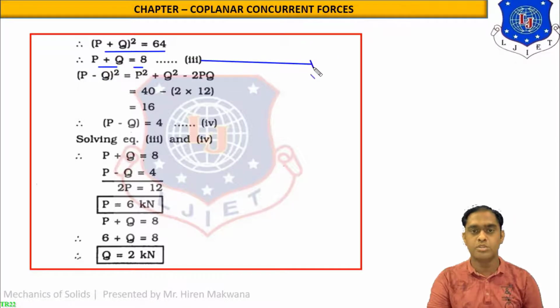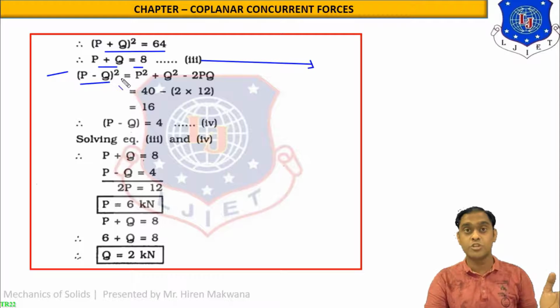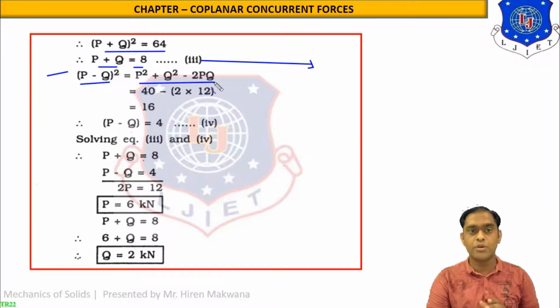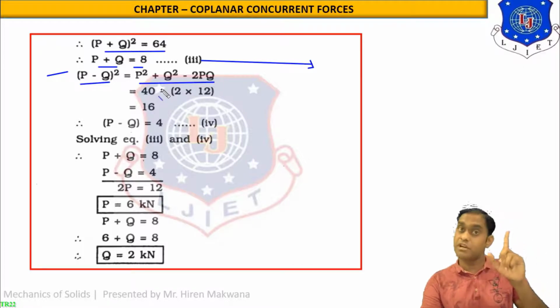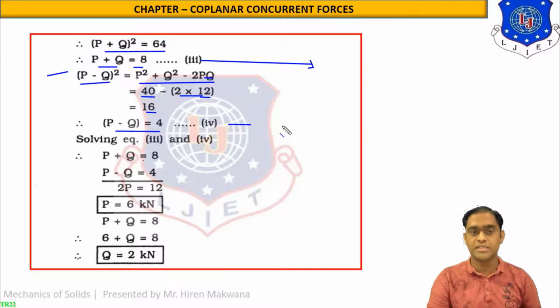Very important. Now similarly for the next formula, (P minus Q) whole square. What is (P minus Q) whole square? It is P square plus Q square minus 2PQ. You can see over here. Now from equation number 1, remember, P square plus Q square equal to 40 and PQ equal to 12. So the answer will be 2 times 12, 24, which is subtracted from 40, you will get 16, and by square rooting on both sides, P minus Q equal to 4. So this is equation number 4, which is very important.